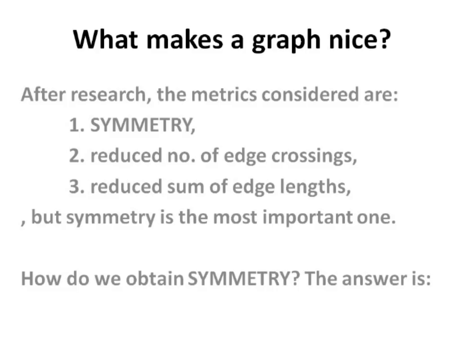First, we need to decide on what makes a graph look nice. After researching possible ways to represent a graph, we settled on the following metrics: 1. Symmetry, 2. Reduced number of edge crossings, and 3. Reduced sum of edge length. But we are primarily focusing on symmetry. Now the next question is, how do we obtain symmetry?